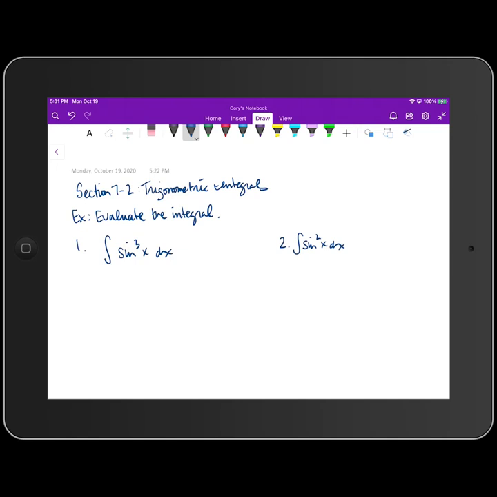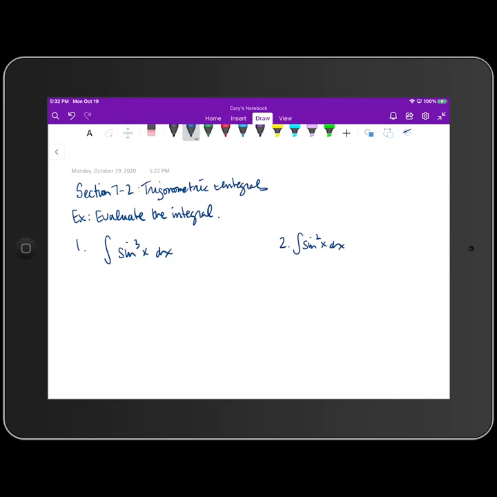So you guys are going to see some new techniques in this section. You're going to see some techniques that we've already used, and then you'll see some techniques that we've learned that get modified for certain types of integrals in this section. Okay, so we're going to look at some examples here, the first of which asks us to evaluate the integral.